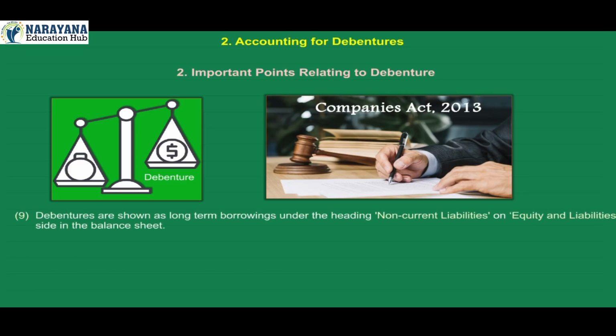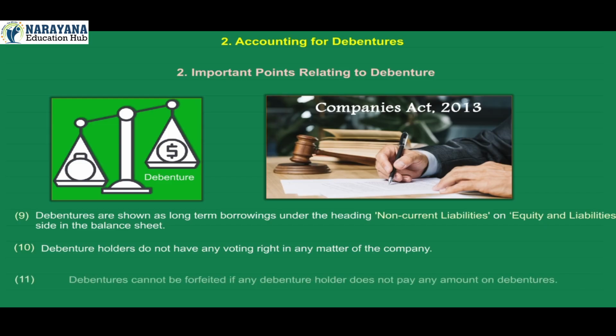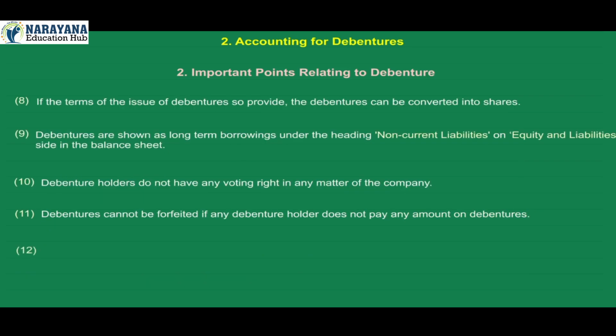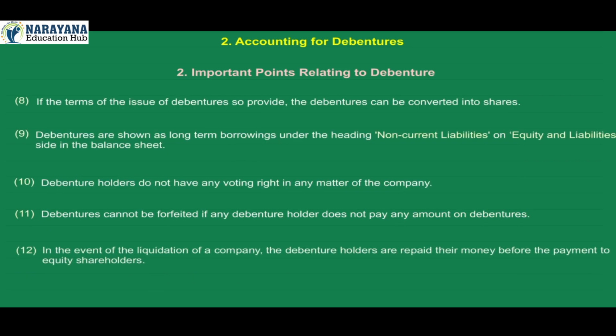9. Debentures are shown as long-term borrowings under the heading Non-Current Liabilities on the Equity and Liabilities side in the balance sheet. 10. Debenture holders do not have any voting right in any matter of the company. 11. Debentures cannot be forfeited if any debenture holder does not pay any amount on debentures. 12. In the event of the liquidation of a company, the debenture holders are repaid their money before the payment to equity shareholders. 3. Types of debentures.